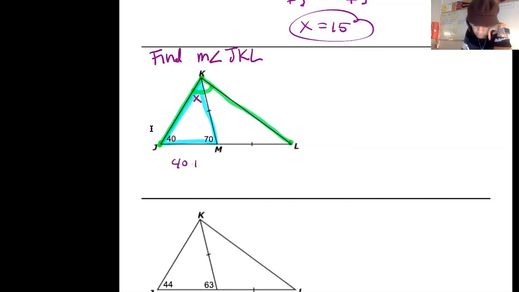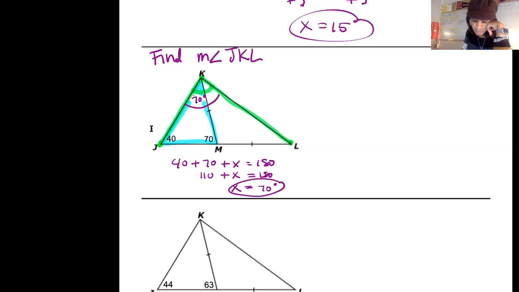So 40 plus 70 plus X equals 180. 110 plus X equals 180. X is gonna equal 70 degrees. So again, on your picture, I'm gonna take away the X and I'm gonna go ahead and put 70 degrees right there.